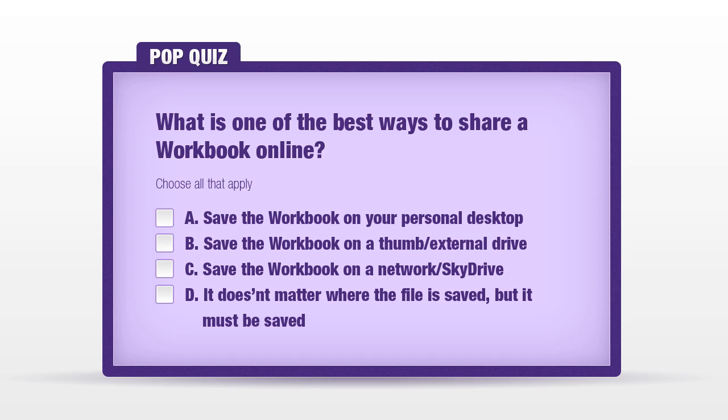It's time for a pop quiz question. What is one of the best ways to share a workbook online? A, save the workbook on your personal desktop. B, save the workbook on a thumb or external drive. C, save the workbook on a network or SkyDrive. D, it doesn't matter where the file is saved, but it must be saved.